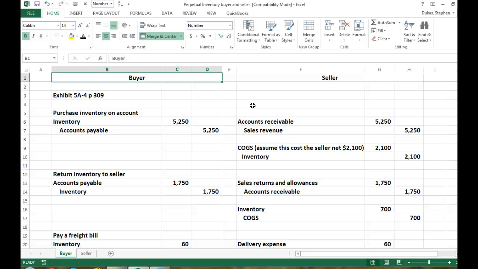So in this case, the sale part of the transaction is a debit to accounts receivable and a credit to sales revenue for $5,250. Notice that for the buyer, the purchase is an asset account, inventory, but for the seller, the sale is a revenue account because the inventory has actually been sold. The second part of the transaction for the seller is the cost of goods sold transaction. We're just assuming in this case that the inventory net cost the seller $2,100. So the debit is to cost of goods sold and the credit is to inventory for $2,100.